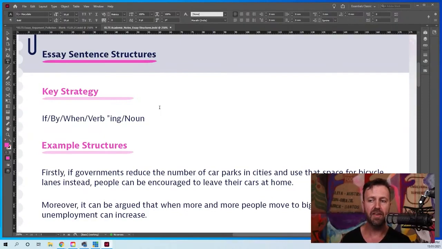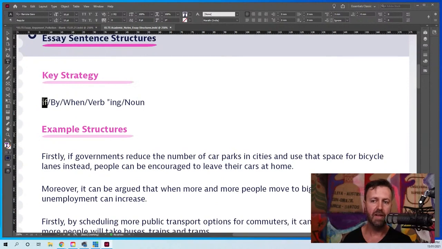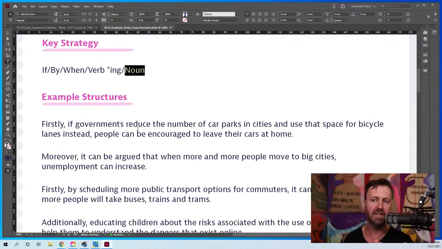Okay, so what I've come up with is 5 ways of writing a sentence. They start with the word if, they start with the word by, they start with the word when, they start with either a verb in the ing form, or they start with a noun. Okay, so let's look at this and see how it works. For example, these are different essays, but I'm just giving you an idea of how we do this. So, for example, firstly, we might introduce our first argument, which we're going to do in our other essay. Firstly, if governments reduce the number of car parks in cities and use that space for bicycle lanes instead, people can be encouraged to leave their cars at home.